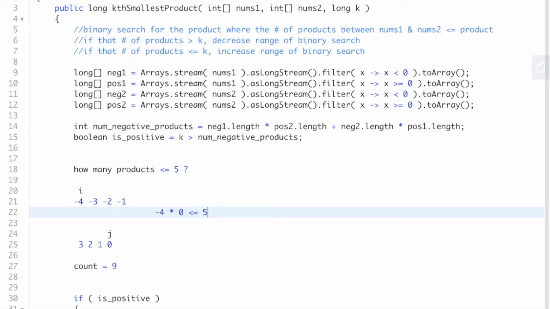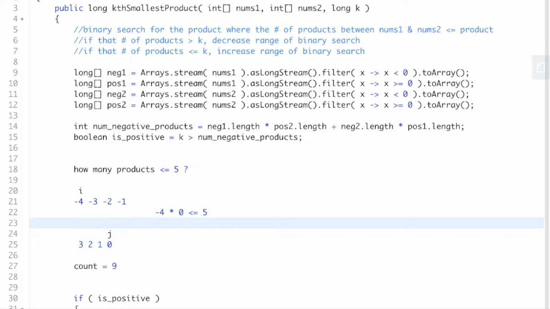Okay, cool. Now the question is, are all of these numbers times this number going to be less than or equal to 5? And the answer is yes, because these are increasing. And -4, that means that, because I'm multiplying these increasing numbers by a negative number, that means my negative number is going to keep getting bigger and bigger.